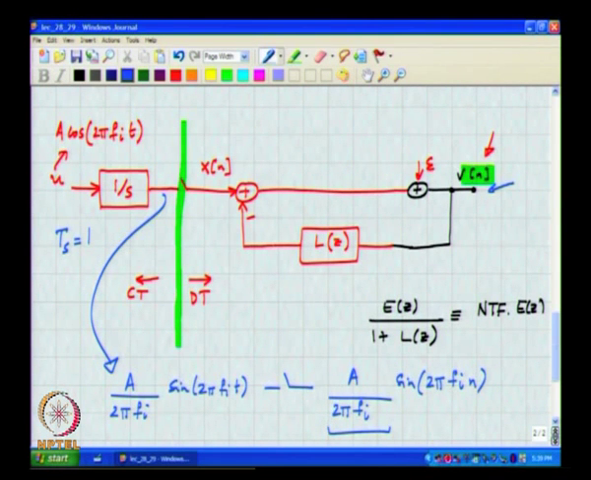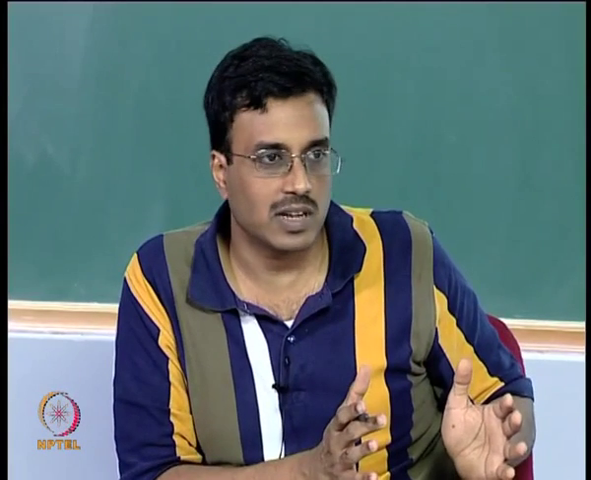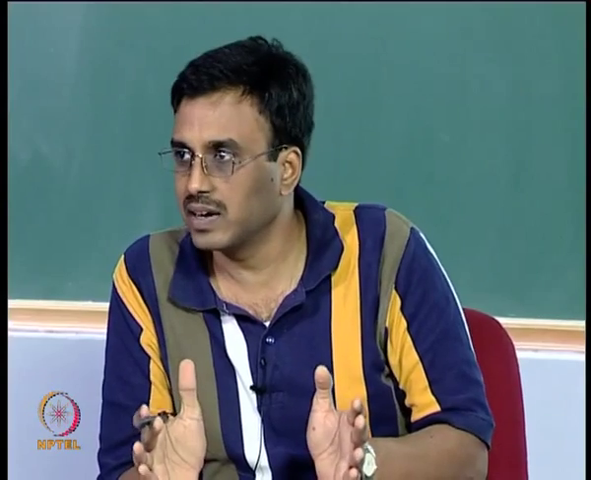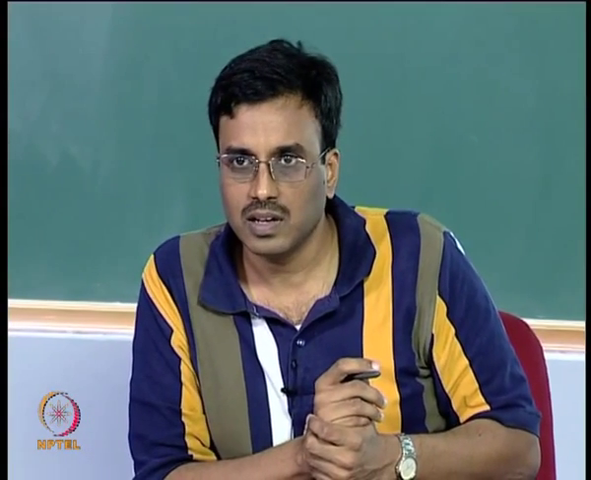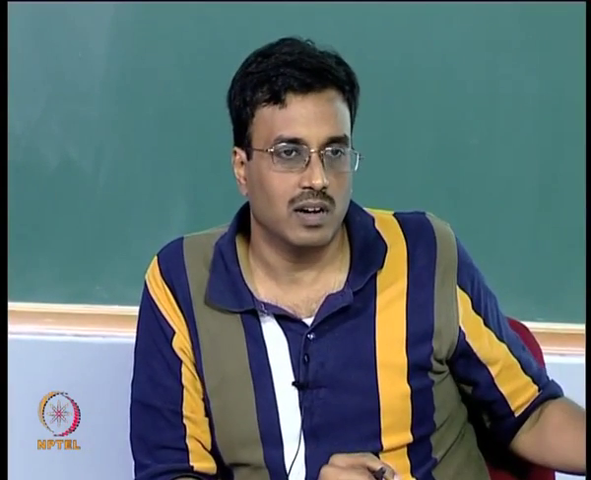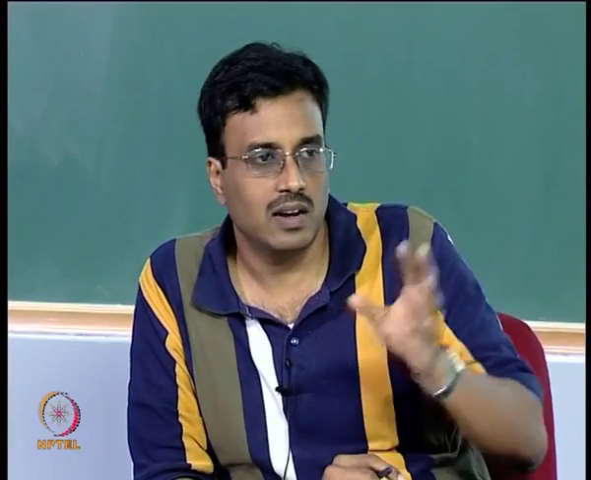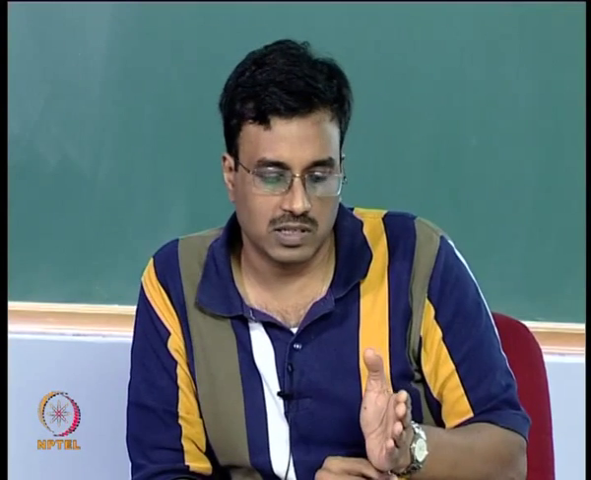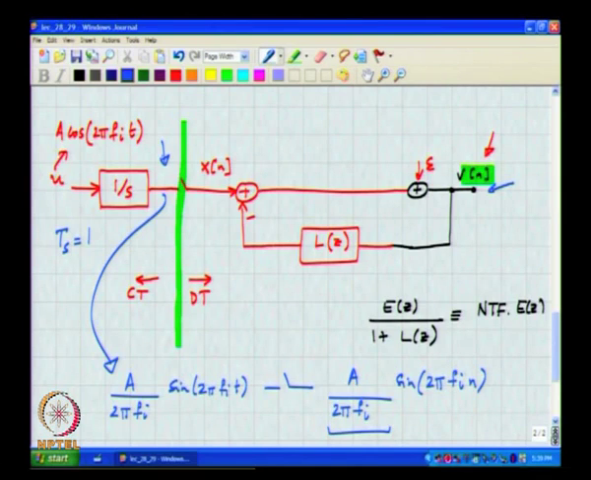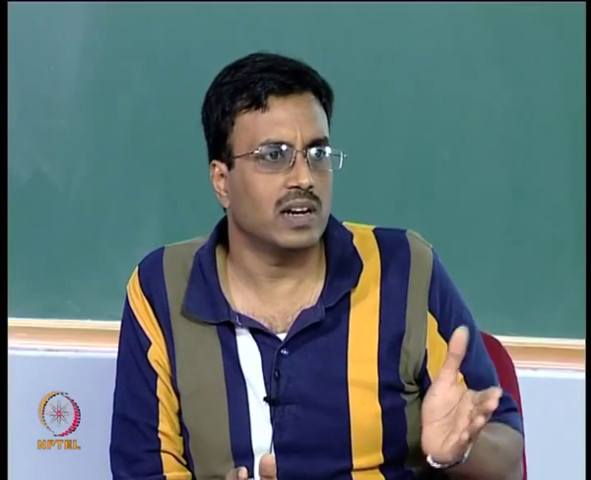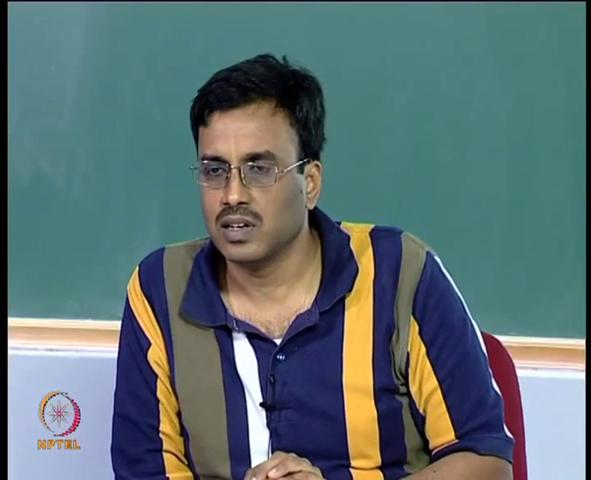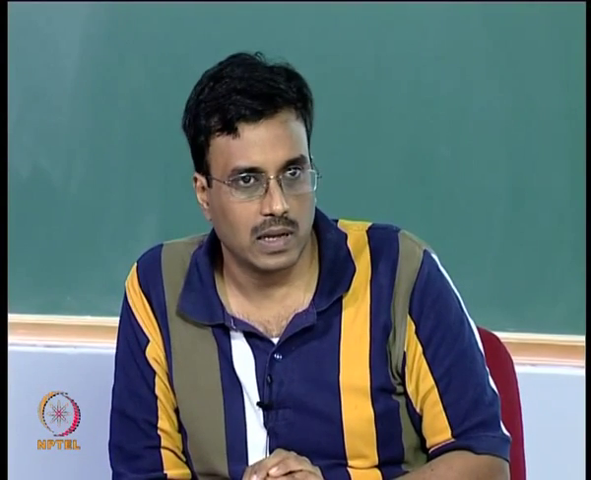And because we have split our system up as a continuous time system cascaded by a discrete time system, we propagate the sinusoid through the continuous time system, and the output of the continuous time system will simply be a tone at the same frequency, but whose amplitude and phase will be changed depending on the transfer function of the loop filter, right.